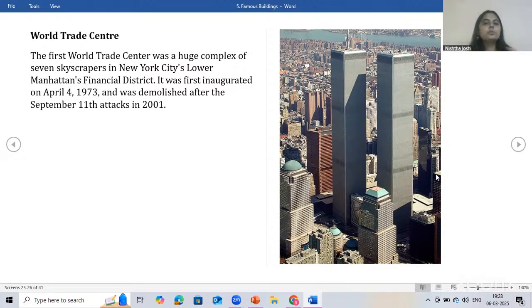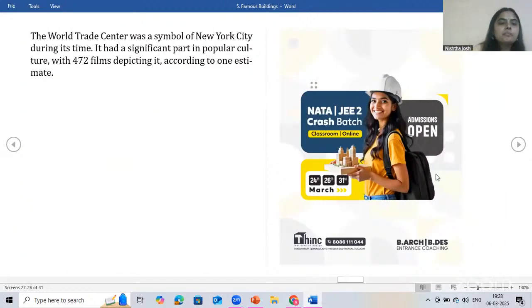Now, a new World Trade Center has been designed. The World Trade Center was a symbol of New York City during its time. It had a significant part in popular culture with 472 films depicting it, according to a certain estimate. So it was there in pop culture, and the movies and shows made it very popular.